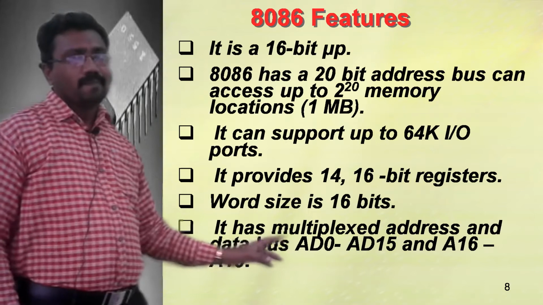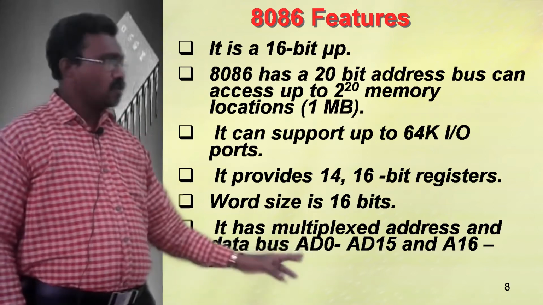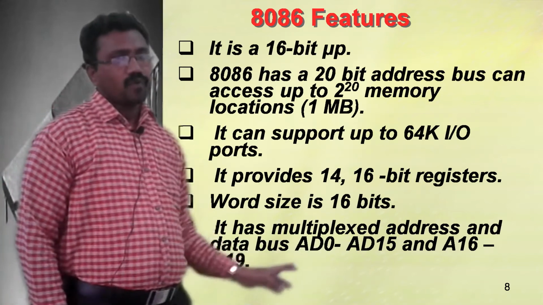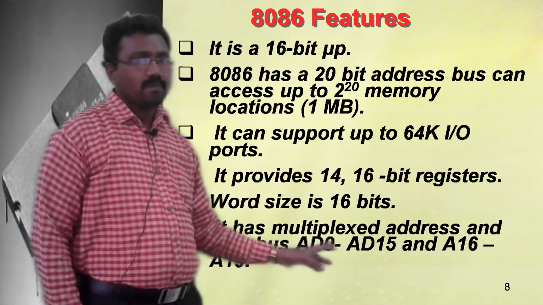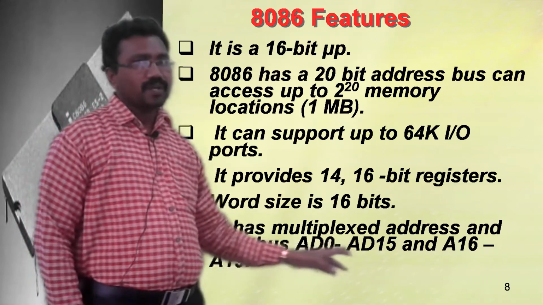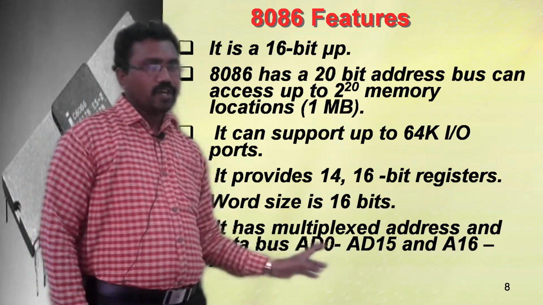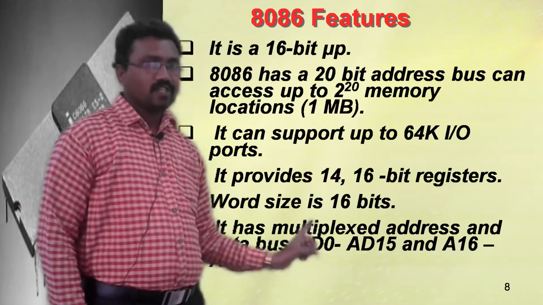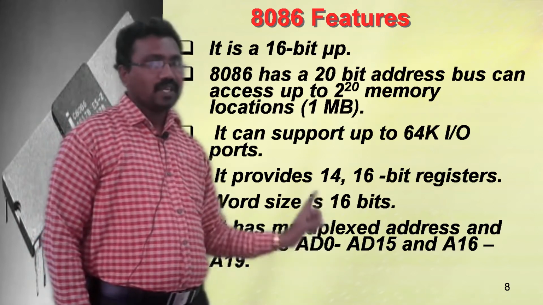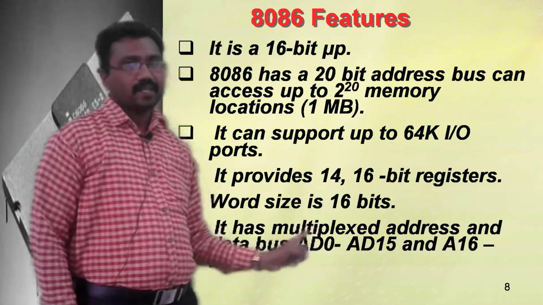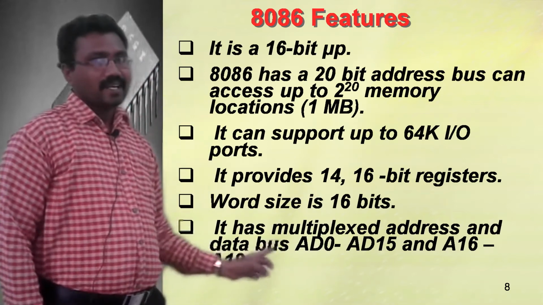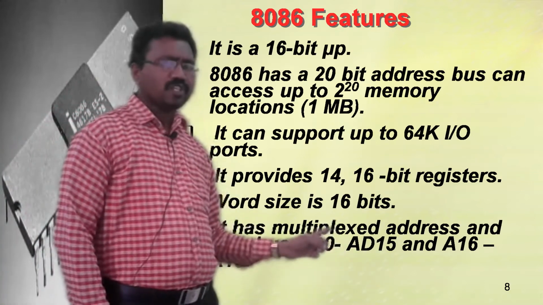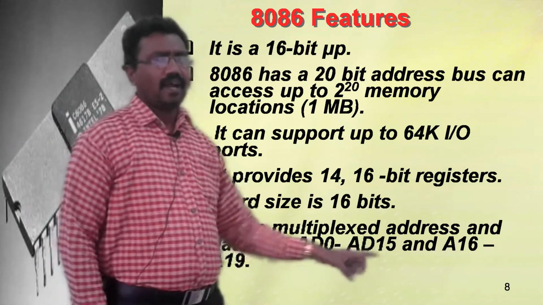It has a multiplexed address and data bus, AD0 to AD15. Here the total address lines are A0 to A19. Out of 20 address lines, 16 address lines are multiplexed with data lines. That's why AD0 to AD15. AD0 is one pin, one signal, which at any time indicates either the A0 address line or the D0 line. A single line is used for multiple purposes. That is nothing but multiplexed address and data lines. AD0 to AD15 at any time indicate either address lines or data lines, and then A16 to A19.